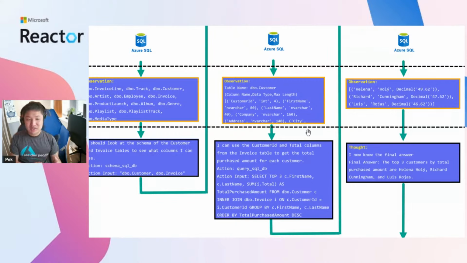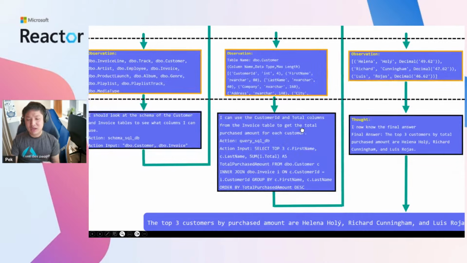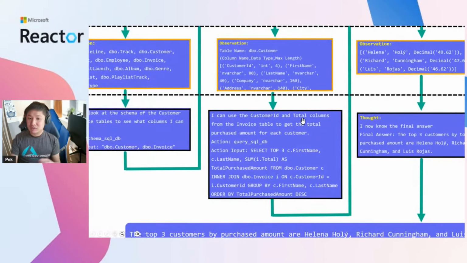Now, LLMs, I'm sure most of you would know by now, are actually also great at writing code. And by extension, it will be able to write a decent SQL query for us. I've given you the schema of the table. I've given you the question that you're looking for. Now go ahead and form the SQL query accordingly, right? So you can see here, this is going to be the LLM's output. I can use the customer ID and total columns from the invoice table to get the total purchase amount for each customer. And here's the action, right? And this is the SQL query that I want you to execute. Select top 3, customer table first name, and so on, inner join with this, order by this, right?